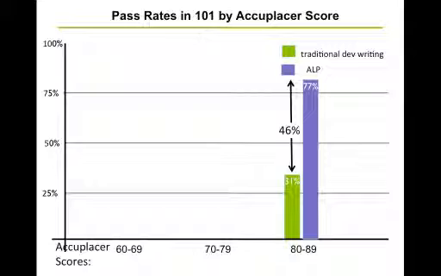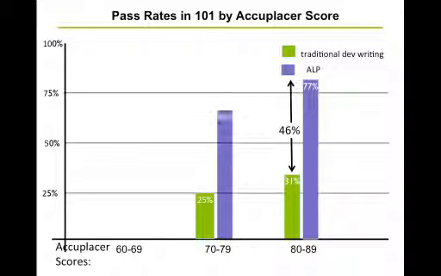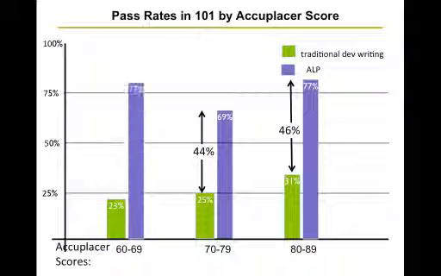So we improved, for that band of students, the ones who scored close to the cutoff, we improved their success rate by 46% as compared to traditional students. For students in the middle band, between 70 and 79 on the AccuPlacer, it was 25% versus 69%, or an improvement of 44%. And for students in the lowest 10 scores on the AccuPlacer, between 60 and 69, 23% of the traditional students were successful in 101, and 77% of the ALP students, for a total improvement of 54%.